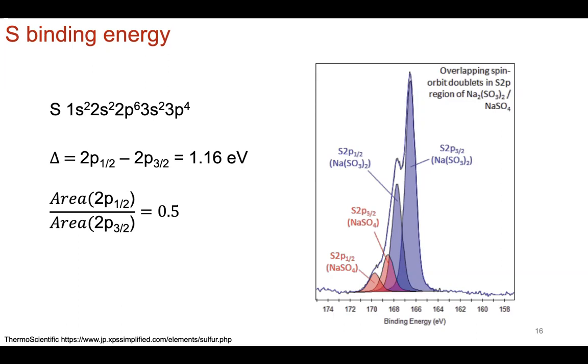will be specifically 1.16 eV, but this separation is different for different elements, and the area is based on the degeneracy. Anyone want to take a gander as to why this ratio is 1 to 2?